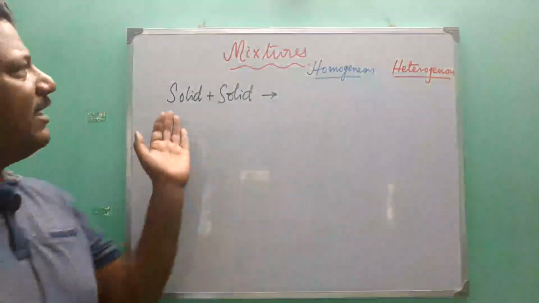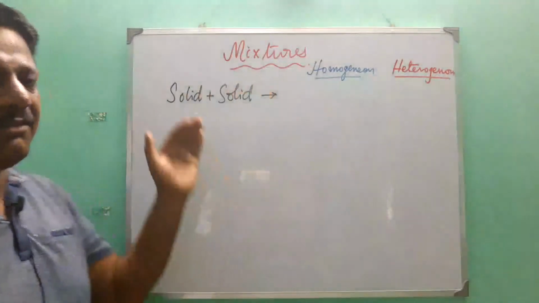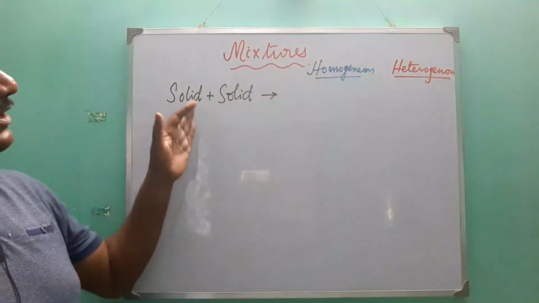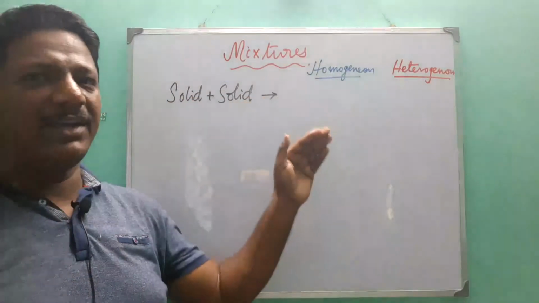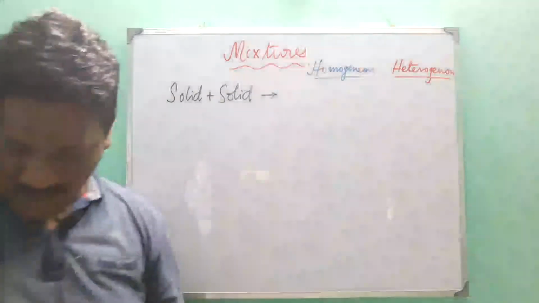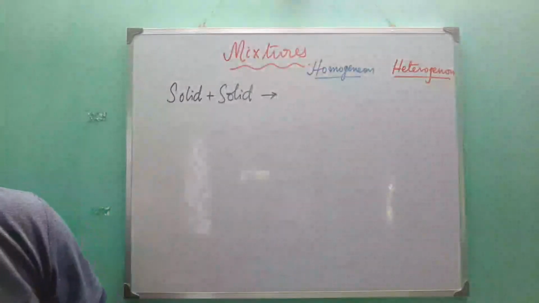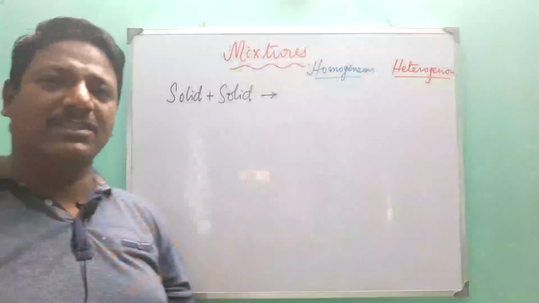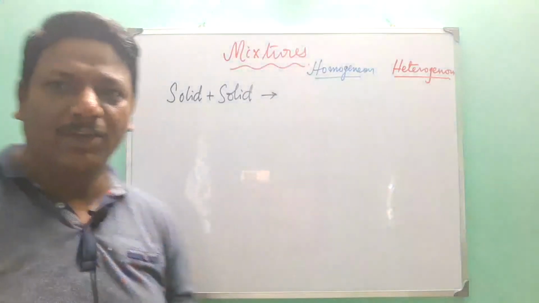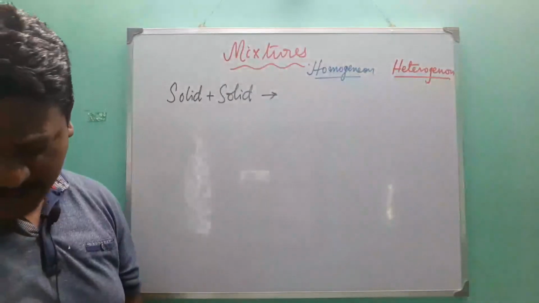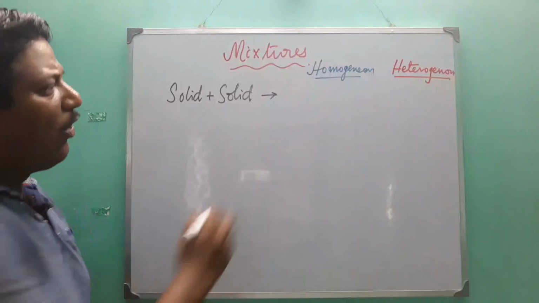Now let us see the mixtures. I have made a chart like that. I will write one by one, solid plus solid, and then we categorize homogeneous and heterogeneous. So first we see the solid plus solid. The first type of mixture is when two solids are mixed together. First, you will see the solid and solid. For example, we can have all the alloys.